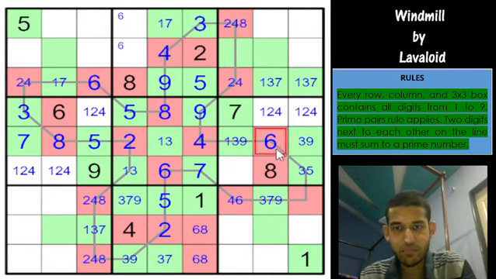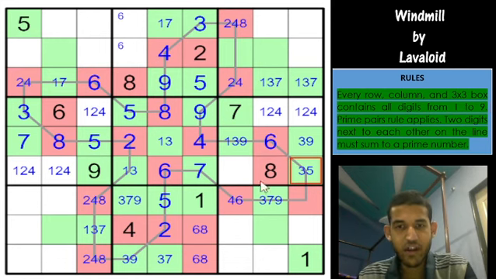Okay, this is a simple miss, guys. 6 plus 3 is 9. So you can't have a 3 in row 6 column 9. So that becomes a 5. And that should give us something.